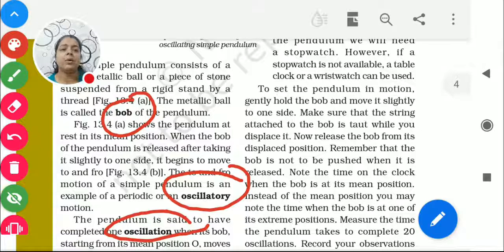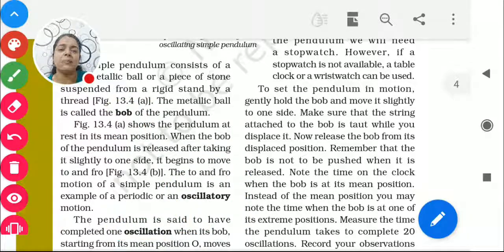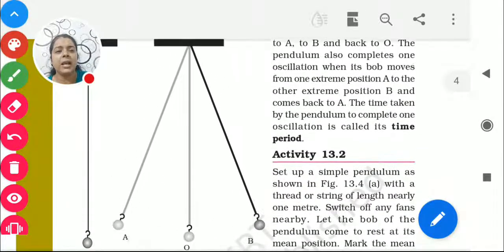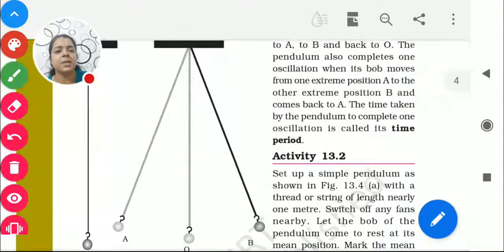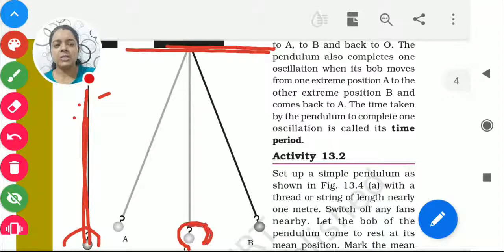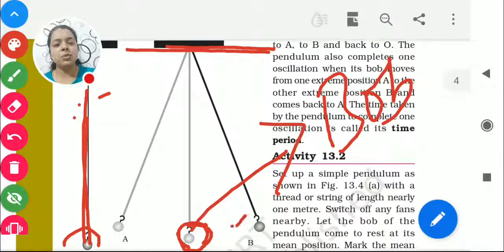Now here we come to know what oscillatory motion is. So first we'll talk about this one. You can see here that there is a metallic ball, and it is hung with the help of a string or a thread. Here you can find the metallic ball with a stand, attached through the wall with a thread. This ball is actually known as bob.